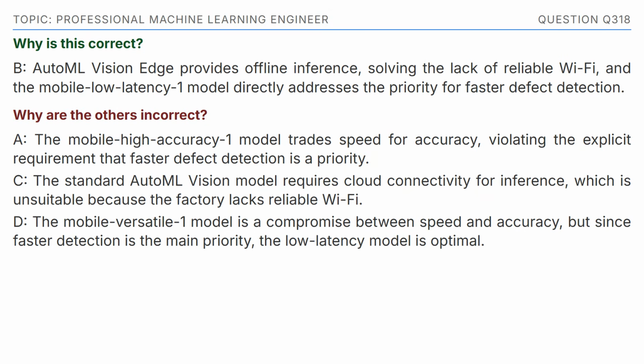Why is this correct? B. AutoML Vision Edge provides offline inference, solving the lack of reliable Wi-Fi, and the Mobile Low Latency 1 model directly addresses the priority for faster defect detection.